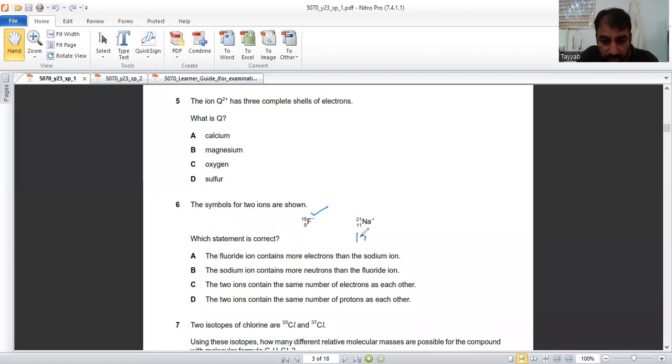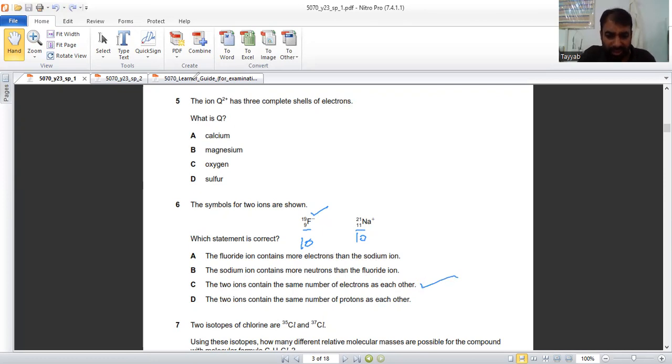So 10 electrons, it also has 10 electrons. Proton number remains the same, but electron number changes in an ion. Which statement is correct? The fluoride ion contains more electrons than the sodium ion? No. The sodium ion contains more neutrons than the fluoride ion. Okay, in fluoride ion and sodium ion, 10 and 10, both have the same. The two ions contain the same number of electrons as each other. So this is the best option.